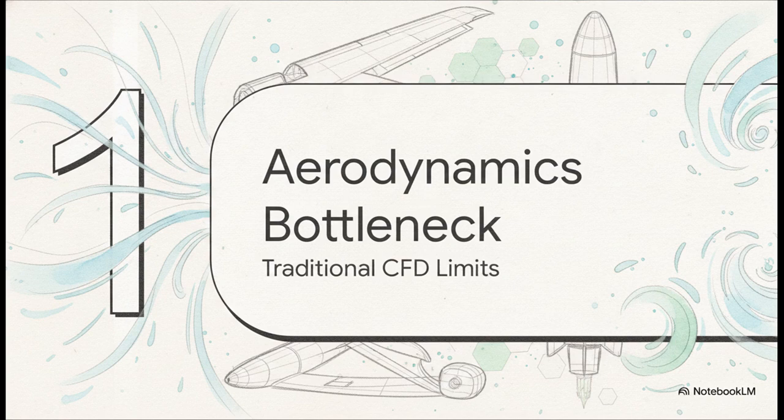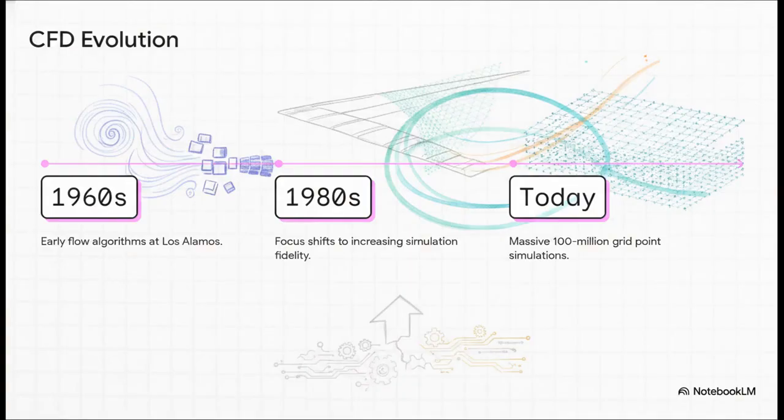All right, section 1, the aerodynamics bottleneck. You know, computational aerodynamics has a pretty rich history. A lot of the groundbreaking math we still use today was actually laid down back in the 1960s at Los Alamos. Then, by the 80s, the focus really shifted toward increasing simulation fidelity. Fast forward to today, and supercomputers are routinely chewing through massive simulations with over 100 million grid points.